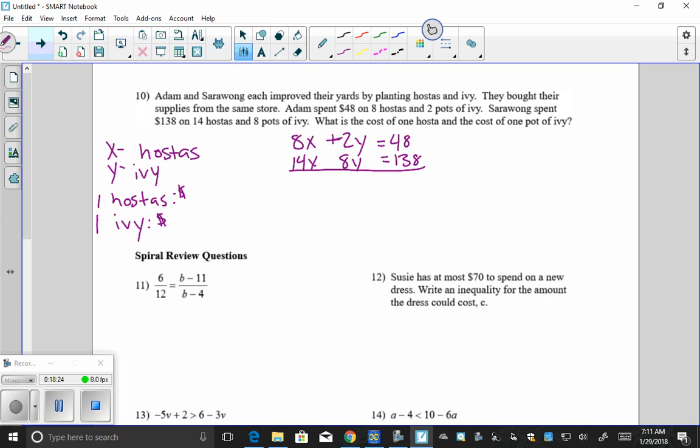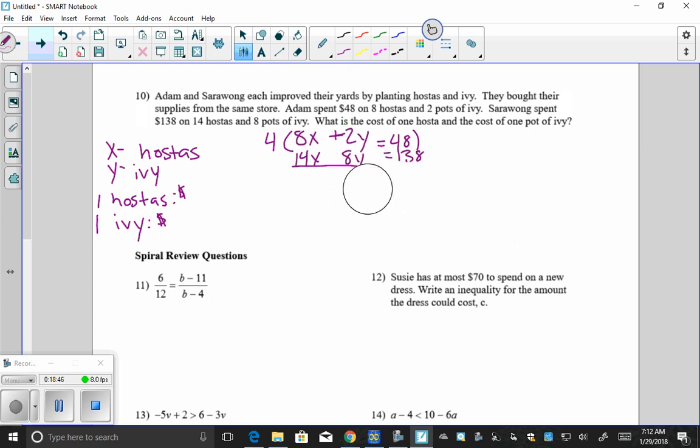Now, if you try to multiply 8 to get 14, you can't do that. So you would have to multiply both equations. But if I look at my y's instead, you could just multiply the top equation by 4 to get 8. So I look at both my variables and try to figure out which one would be easiest. Well, this time it's going to be the top.